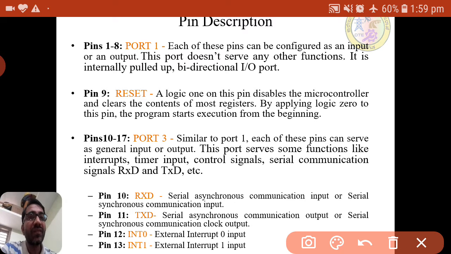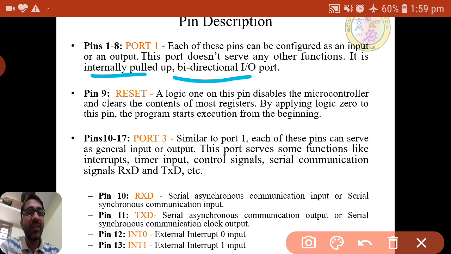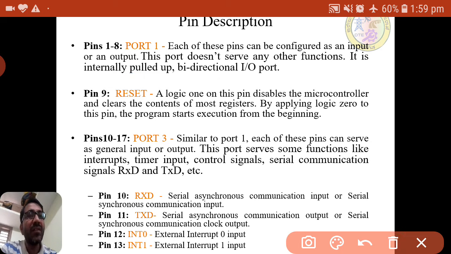Because of that, each pin is called bidirectional. It is internally pulled up. Pulled up means it is connected through a resistor to VCC, based on our power supply. Port 1 doesn't have any other function except normal input and output. This port 1 doesn't do any other multifunctioning.